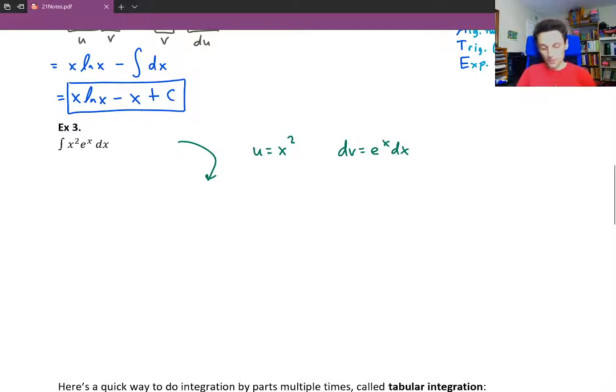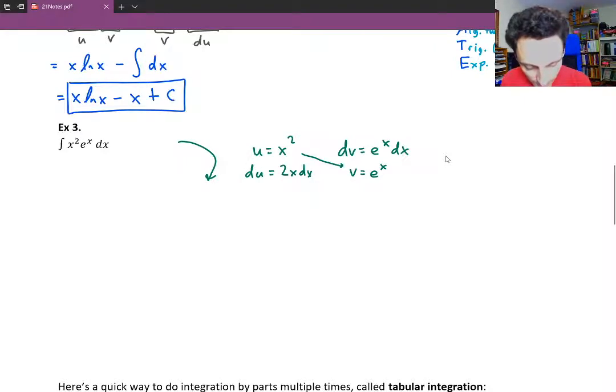Okay, so we're going to let u equal x squared, and then dv is all the rest. I'm not going to write the u and the dv underneath for this one, but you can if you want to. du will be 2x dx. For v, we're going to integrate e to the x. We're going to find the antiderivative of e to the x, which is e to the x still.